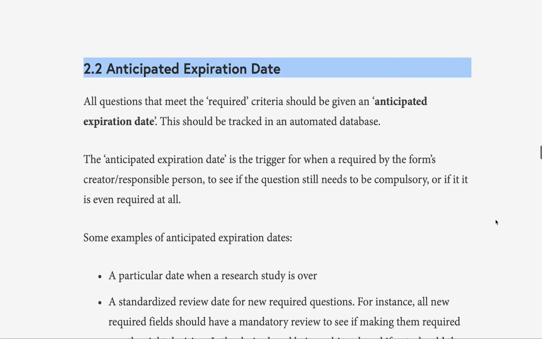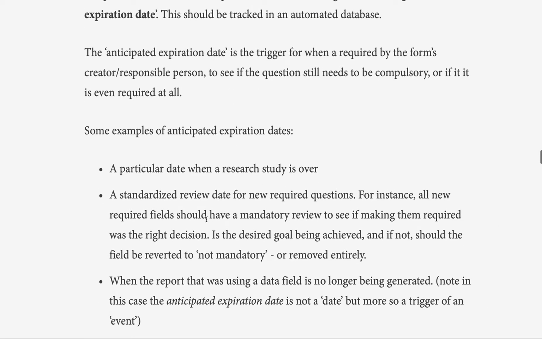Here are some examples of anticipated expiration dates. If a research study is going to end on a particular date, all the questions which were required only as a result of that study should be reverted back to non-required or removed from the forms. The second thought is a standard review date: anytime a question is set to be required on the form, the hospital should probably have a policy with a mandatory review period, where it will go back to that required field and assess whether, by making that field required, the task was achieved.